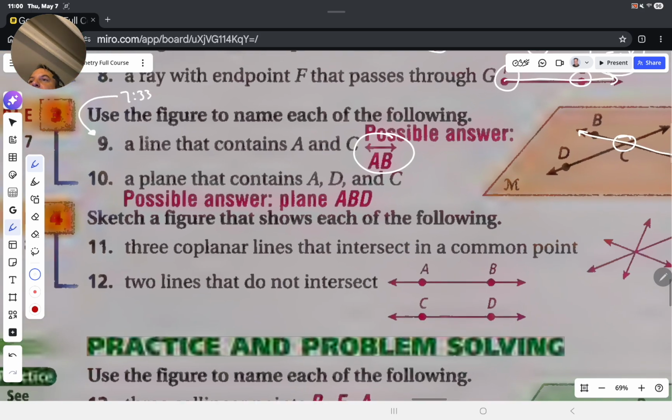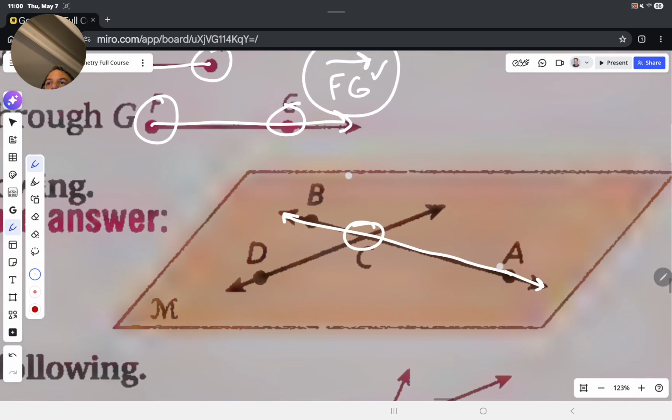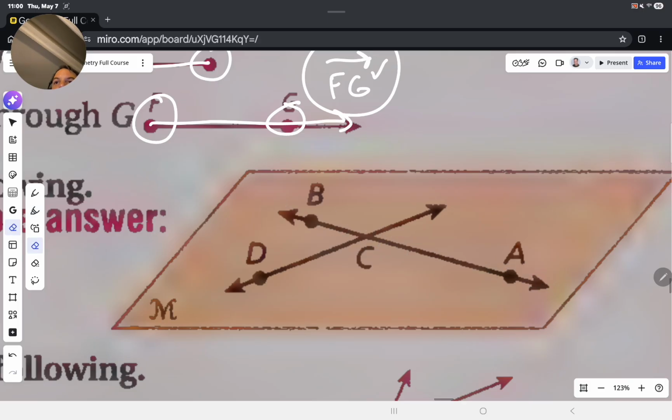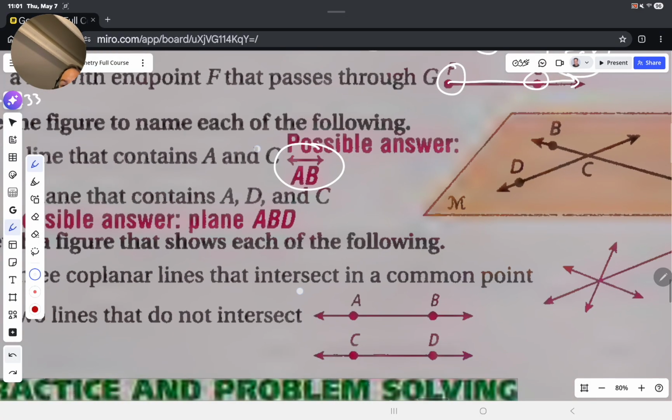Now, number 10. A plane that contains A, D, and C. So from our postulate 1-12, 3 points name a plane. In this figure, the parallelogram itself is a plane that contains A, D, and C. We can name the plane by any 3 of those points. One way would be plane ABD. Another way would be plane ABC. Another way would be ACD, etc. So one possible answer here is plane ABD.